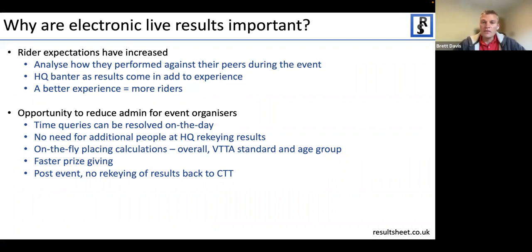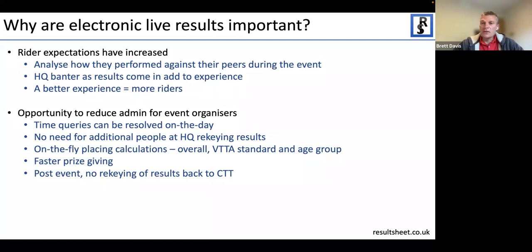And then obviously, if you're now capturing things electronically, being able to do things like on-the-fly calculations becomes much easier. So things like the overall standings, VTTA standards, obviously a big one. Being able to instantly say how you've done against standard or their latest calculation. Also age group wins and things like that make prize giving much easier.